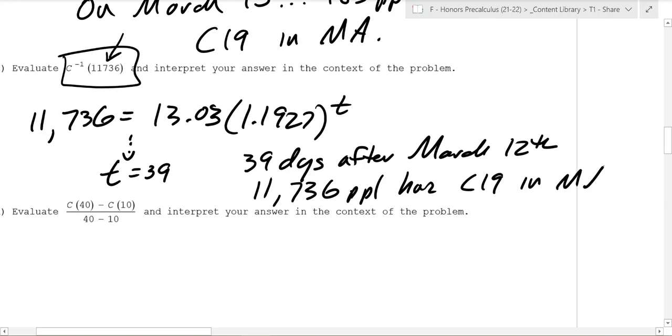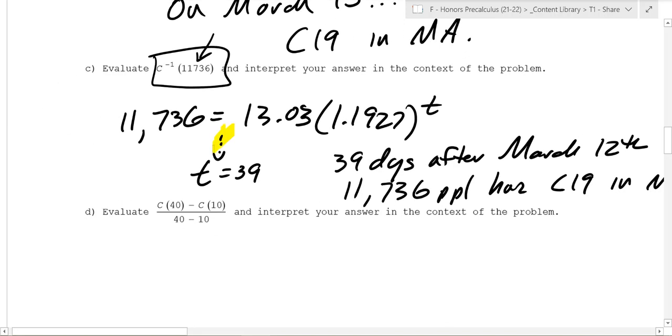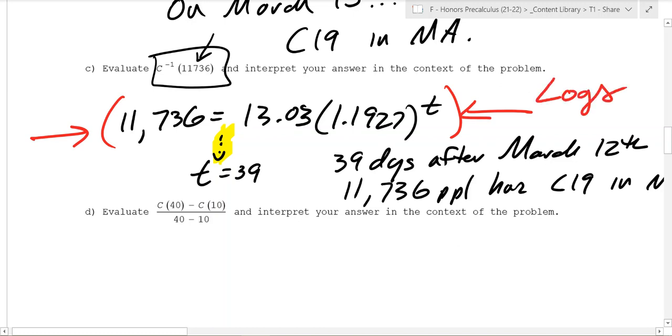It's the opposite direction. Now this right here is using your calculator. You need to use logarithms to solve this. This is something we can work on in class, but you need logs to solve that.